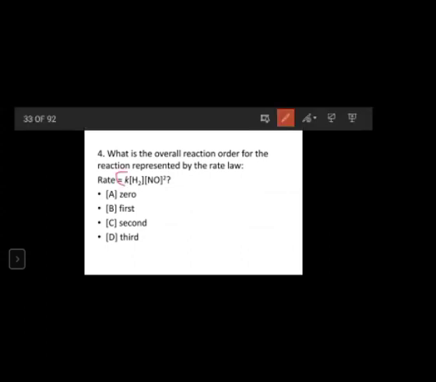This one is a rate law for a reaction. What is the order with respect to hydrogen? 1. What is the order with respect to nitrogen 2 oxide, or nitric oxide? It is 2. The overall order of the reaction is 1 plus 2, that is 3. So you just pick this one, D, third.